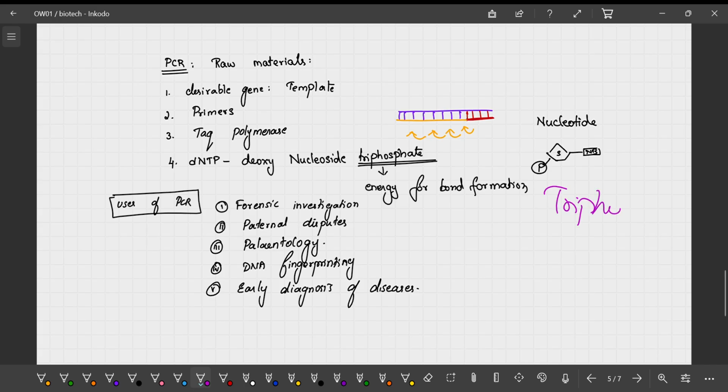Triphosphate is going to give energy. That is why here we are using deoxynucleoside triphosphate. Why? Because it's going to give the enough energy needed for formation of new bonds when the phosphate bond breaks. Just like in ATP to ADP hydrolysis, that is when the energy is released. Same way here, when the new bond is formed, the energy is given by the bond breakage of phosphate with it. So that is how this works.